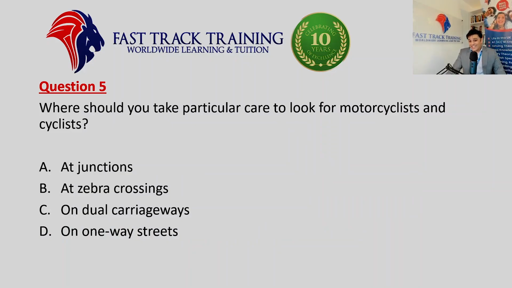Where should you take particular care to look for motorcyclists and cyclists? At junctions, at zebra crossings, on dual carriageways, or on one-way streets? The correct answer here is at junctions. So if you see pedestrians or you see cyclists coming out of the side road that connects to the main road, that's the junction.